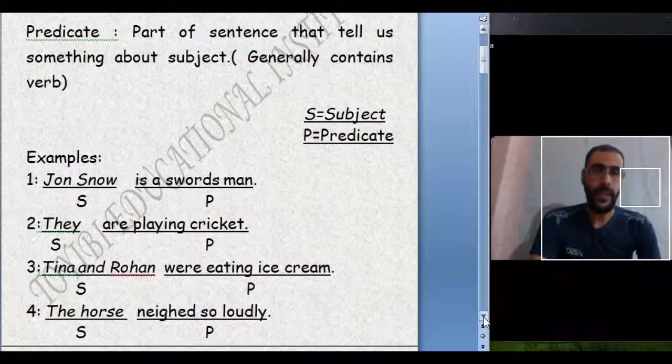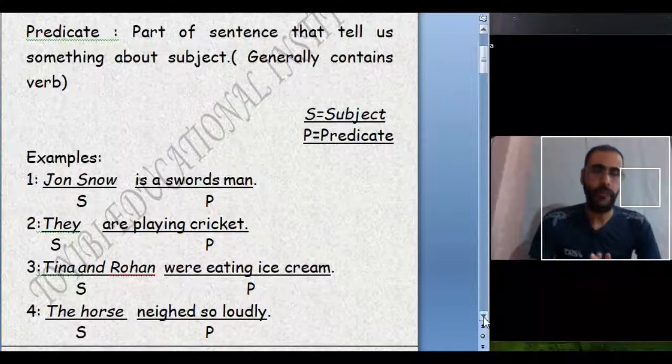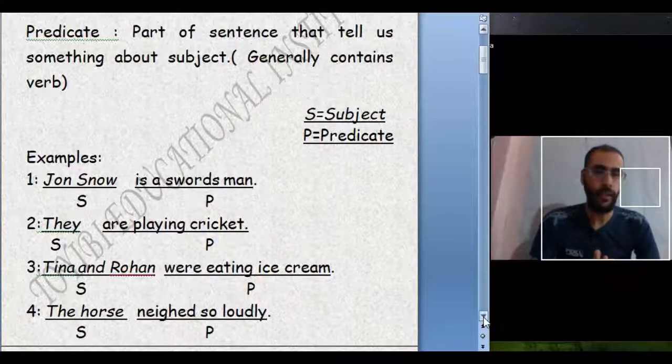They are playing cricket, वो क्रिकेट खेल रहे हैं. Tina and Rohan are eating ice cream. Tina and Rohan, you can take collectively them as a subject, are eating ice cream, वो आइसक्रीम खा रहे हैं. The horse neighs so loudly.